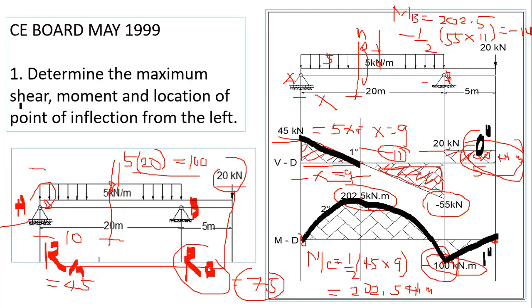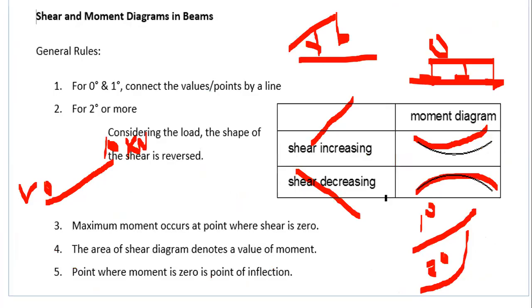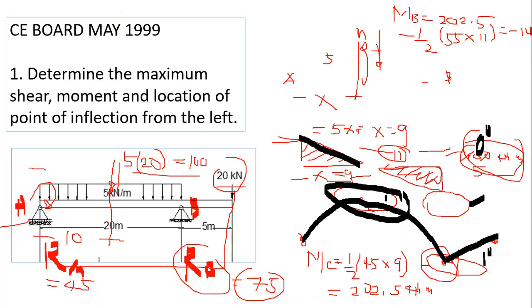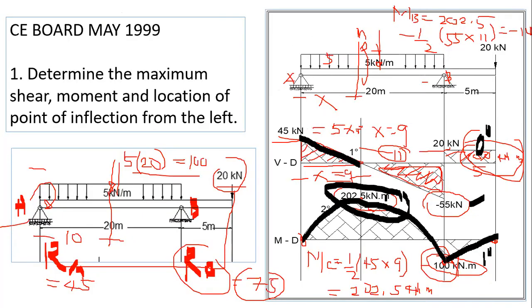What is the maximum shear? Maximum shear is 55. Maximum moment, positive is 202.5, negative is 100. So this one is maximum moment. Location of point of inflection from left. What's the point of inflection in our rule? The point where moment is 0 is point of inflection. Okay. Where the moment is 0, here. Okay. How do we calculate this one?